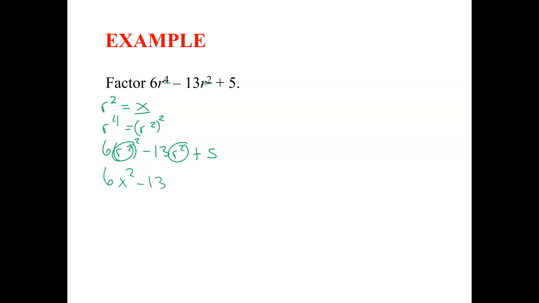Okay? So what we're going to do is replace r squared with x. Remember with your exponents, r to the 4th power is the same as r squared to the 2nd power. So if I have 6r squared squared minus 13r squared plus 5, I'm going to replace r squared with x. And that's going to give me 6x squared minus 13x plus 5. Much easier to factor. I want you to finish it. Factor this. Once it's factored, plug r squared back in.